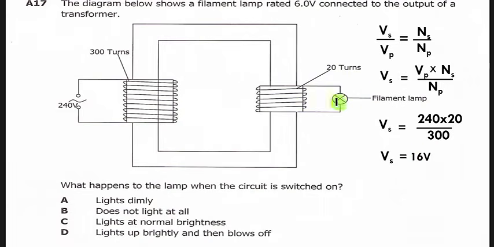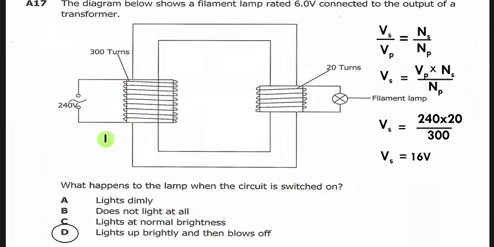Now this lamp connected here only uses 6 volts. So there's too much voltage coming out. So it will light up brightly because it has 16 volts, and then it blows off, because 16 is too much to handle. So that will be the answer.